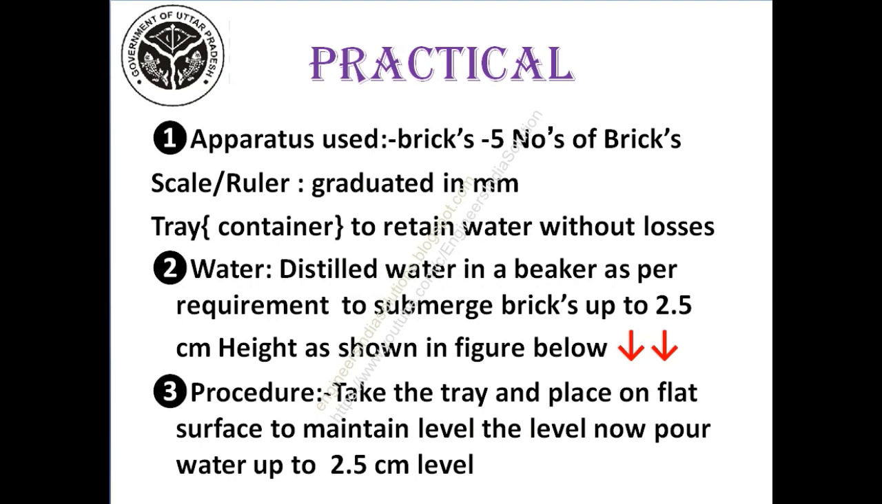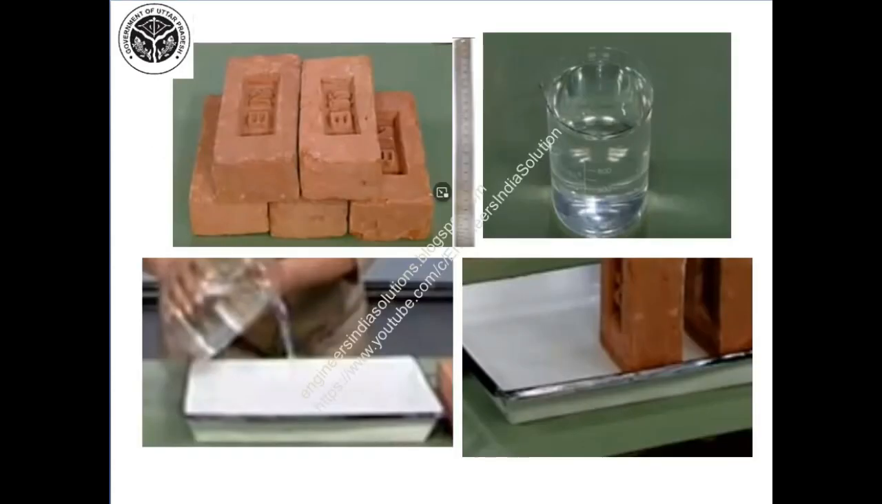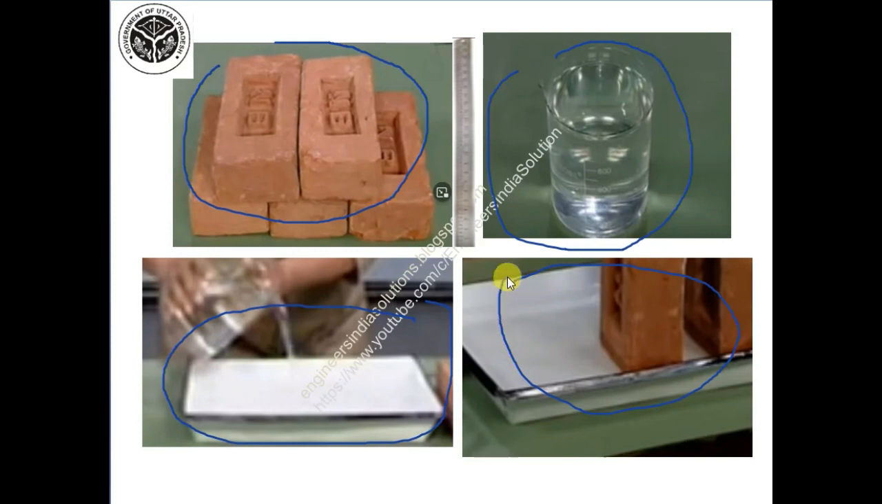Take the tray and place it on a flat surface. Now pour in water and maintain the water up to a level of about 2.5 centimeter. As you can see in the figure, here we have the number of bricks, about 5 in number. Then we have water in a beaker and an enamel tray. This is how we place the bricks inside the tray.